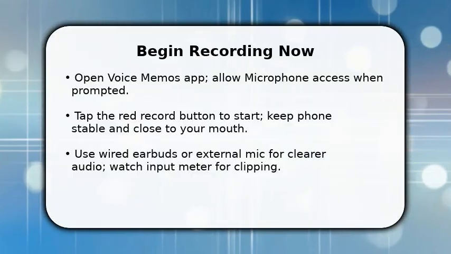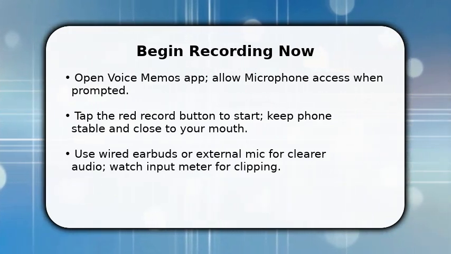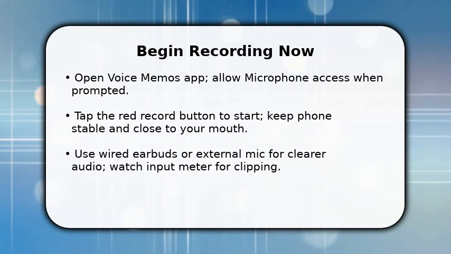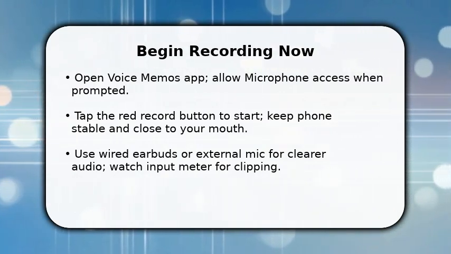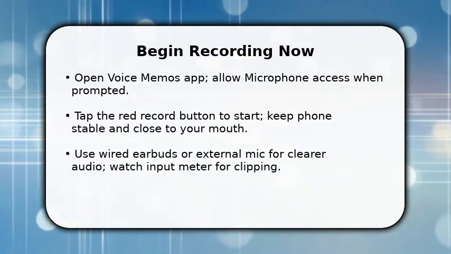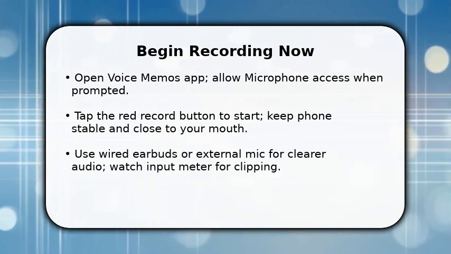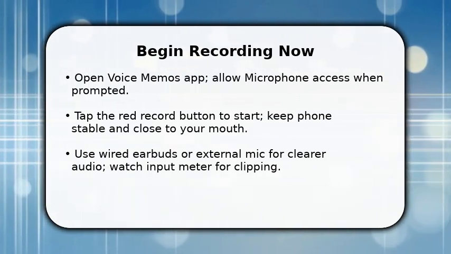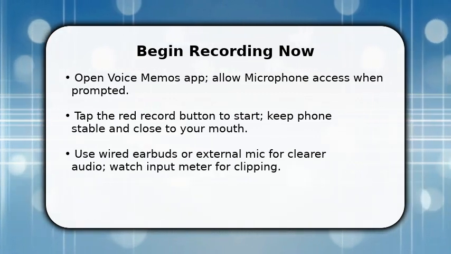When you're ready to record, open Voice Memos and grant microphone permission so the app can capture sound. Tap the red record button to start, speak clearly, and keep the phone steady. Use wired earbuds or an external mic for better clarity, because distance and case obstruction reduce levels. Once done, tap the square stop button. The memo saves automatically with a timestamp. This immediate start avoids preamble and gets you a usable take fast.